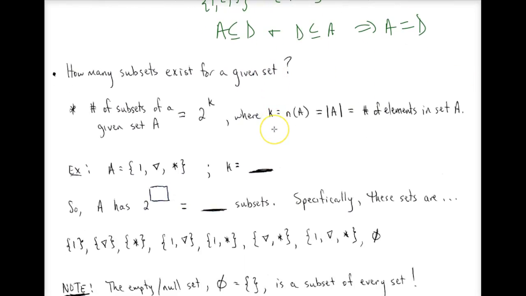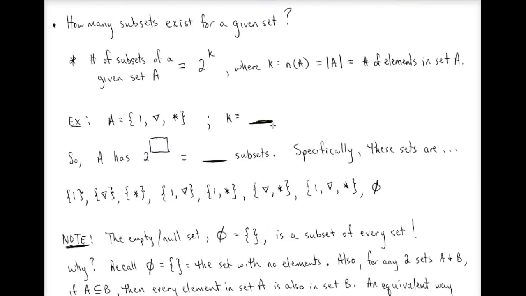So the next thing that we want to do is, now that we've talked about subsets for a given set, how many subsets can we make of it? Okay, and so it's real simple to find this out. To find the number of subsets, we just take 2 and raise it to the power of k, where k is just the number of elements in set A, which is also the cardinality of the set A. So for example, our set A here with one triangle star, we see that we have 3 members there, so k would be 3. So if we take 2 and raise it to the third power, that would be 8. So it would have 8 different subsets.